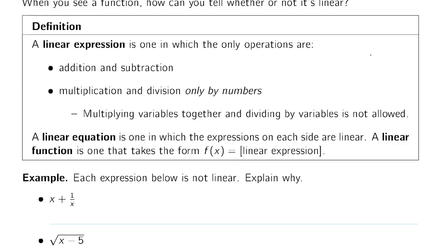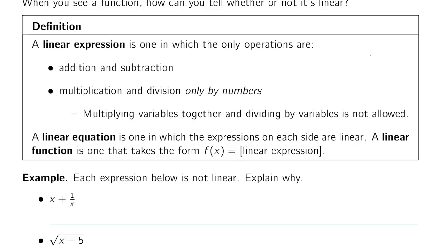A linear expression is one in which only a limited set of operations appear. They can have whatever addition and subtraction we like, but there can be multiplication and division only by numbers. So we can have two numbers multiplied together, we can have a number multiplied by a variable, we can have a variable divided by a number, but we can't multiply together two variables, and we can't divide by a variable. And then we also can't do any other stuff. So a linear expression has addition, subtraction, and only multiplication and division by numbers.